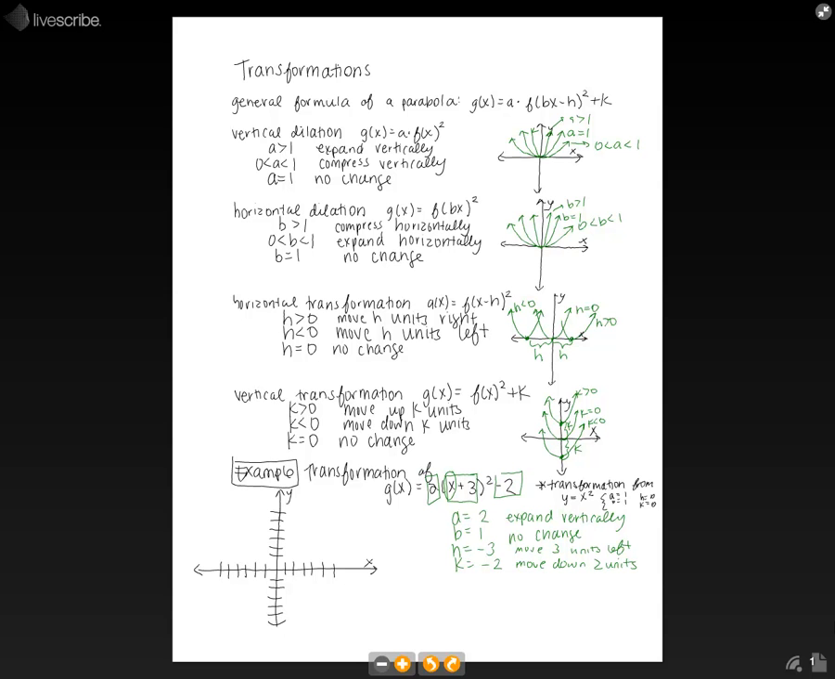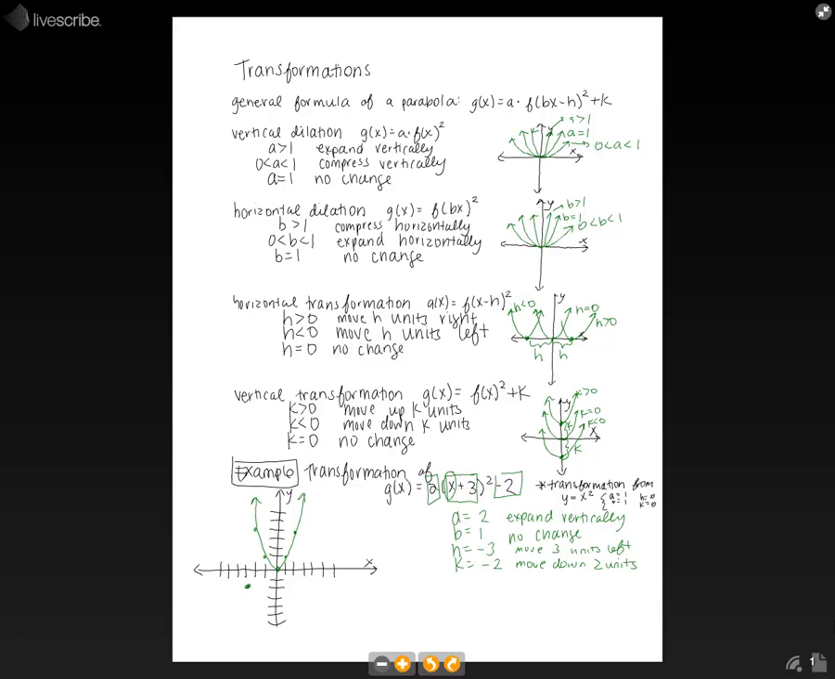So if we first draw our original parabola, which looks like this, we can now apply the transformation and see what our new parabola will look like. So we know we can move the vertex left 3 and down 2. So this is our new vertex.